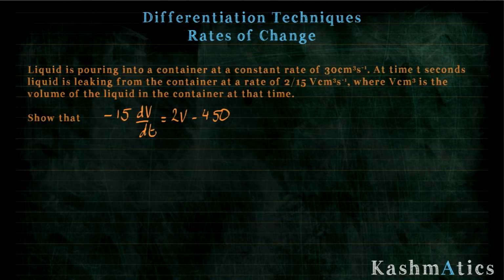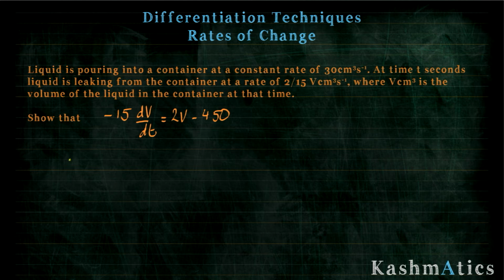This next example is slightly trickier. Liquid is pouring into a container at a constant rate of 30 centimeters cubed per second. At time t seconds, liquid is leaking from the container at a rate of 2/15 V, don't forget that V, centimeters cubed per second, where V centimeters cubed is the volume of liquid in the container at that time. And then it says show that you get that equation there. So minus 15 dV by dt equals 2V minus 450.